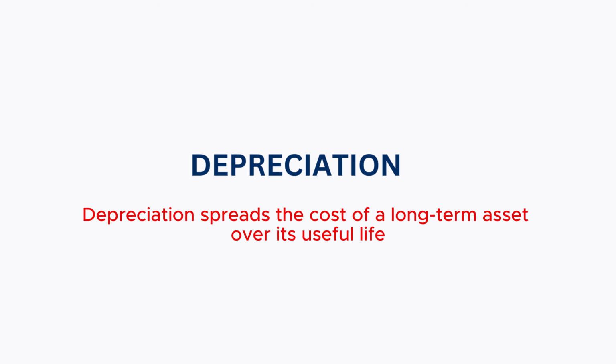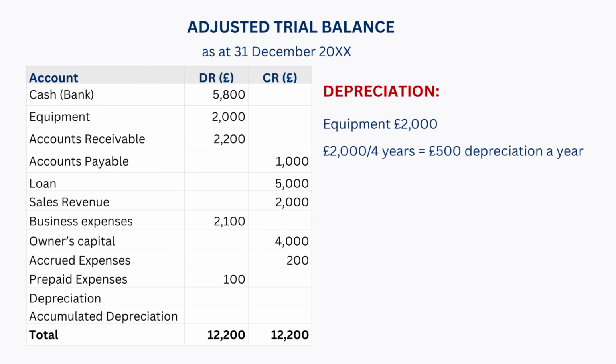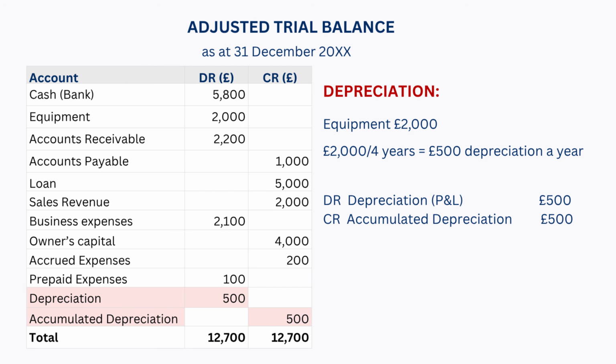Next adjustment is depreciation. Depreciation spreads the cost of a long-term asset over its useful life. For example, suppose our £2,000 worth of equipment loses £500 value each year through use. We make an adjustment. Debit depreciation expense £500 and credit accumulated depreciation £500. Depreciation expense increases expenses, while accumulated depreciation reduces the asset's book value.